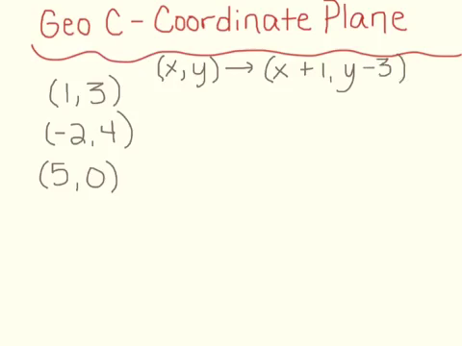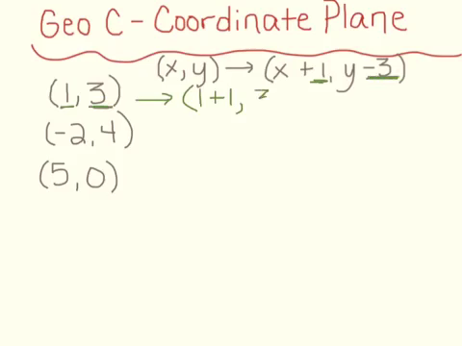Okay, what this means when I give you this rule is you want to do this to every single one of your coordinates. So to all your x values, you're going to add 1. And to all your y values, you're going to subtract 3. You wouldn't necessarily have to write all of this out, but if it's helpful, you can. For this coordinate, I would take the 1 from here and add 1, and then I would take the 3 from here and subtract 3.